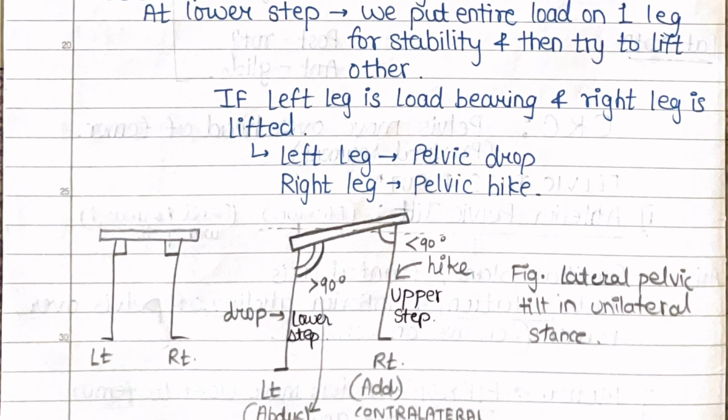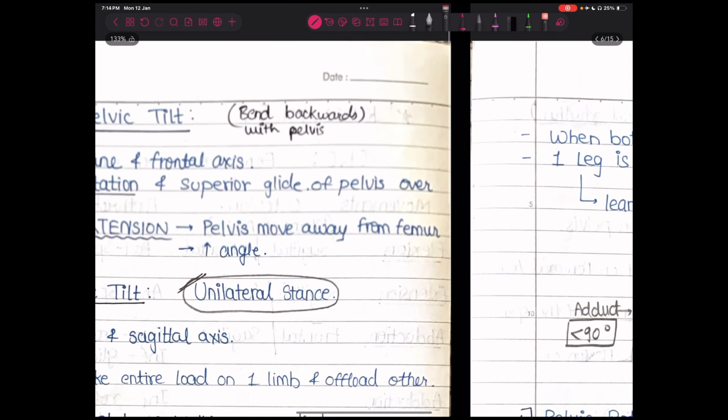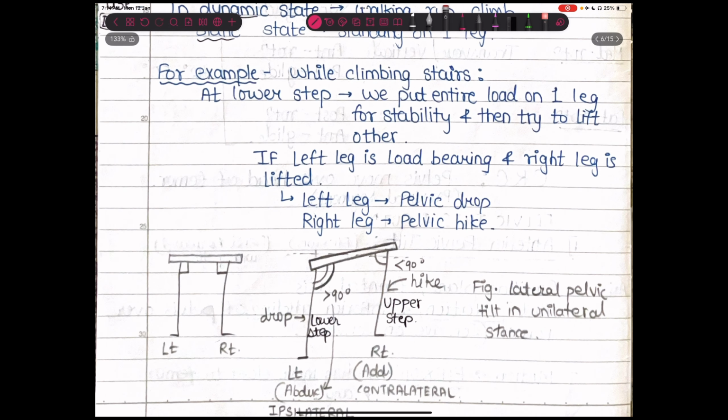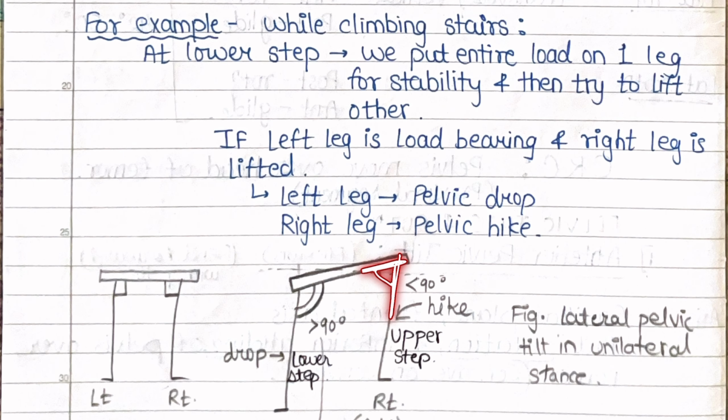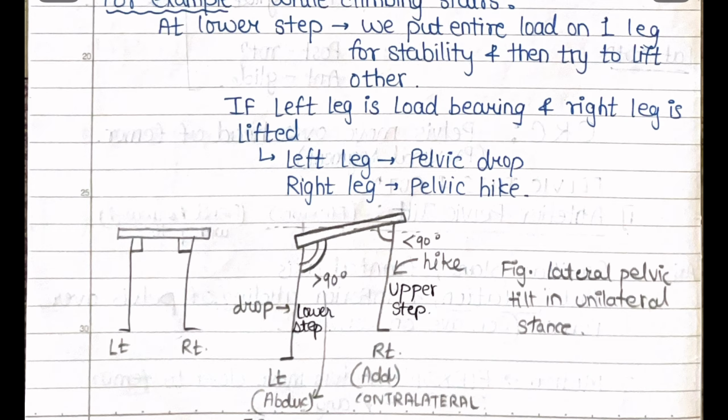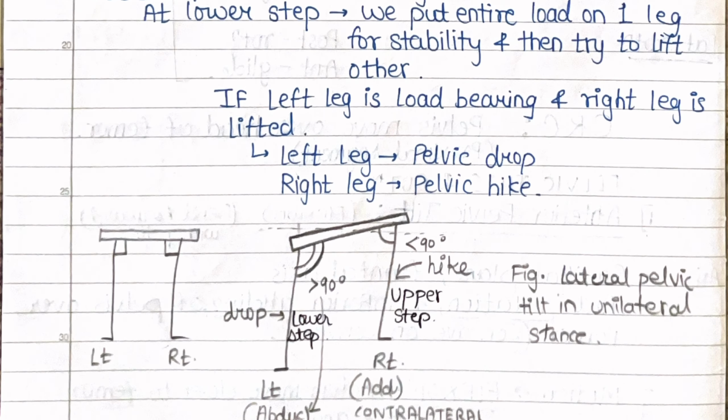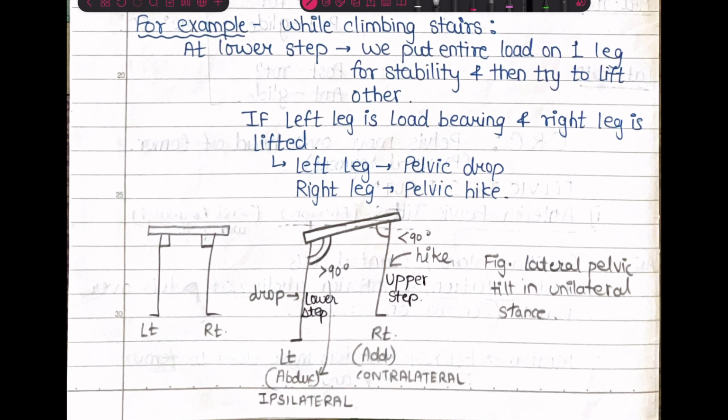Adduction is the movement of the leg towards the body. So here also the angle is decreasing between the body or the pelvis and the femur, so this is known as adduction. So what is ipsilateral and contralateral? Ipsilateral means on the same side of the body, whereas contralateral means the opposite side of the body.